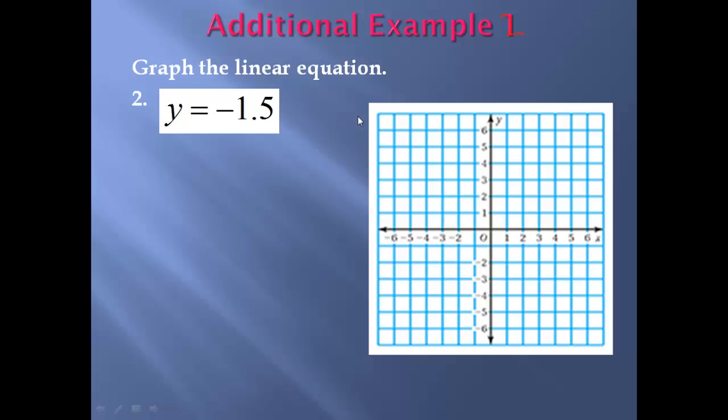So on our graph, we need to find 0, -1.5. So we're going to stay at 0 and then we go down to -1.5. Once we plot our point, we then make a horizontal line that goes through that point. So this would be the graph for y equals -1.5.